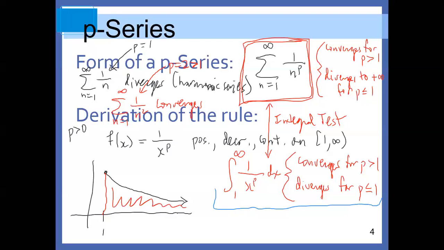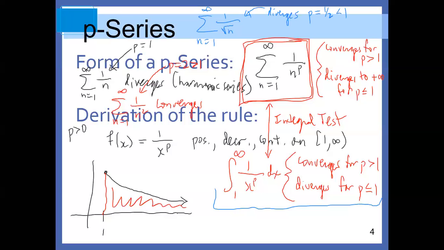What about this series? What about the series n going from 1 to infinity, 1 over the square root of n? What do you guys think about that? Diverge or converge? Diverges. Why? Yeah, this thing diverges because p is equal to 1/2, which is less than 1. It's a p series with power less than 1.